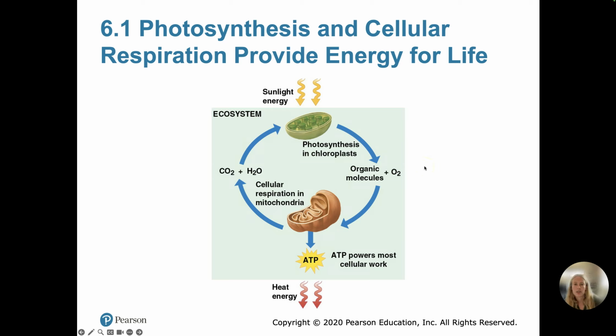Again, I just want to go over this figure one more time so that you can see the relationship. Photosynthesis uses the energy from sunlight to rearrange carbon dioxide and water into the energy-rich molecule glucose and oxygen. Glucose is then used in the mitochondria along with oxygen for cellular respiration. Cellular respiration produces ATP, which powers most cellular work. The byproducts of cellular respiration are carbon dioxide and water, which are then used in photosynthesis. So that whole cycle is a circle.